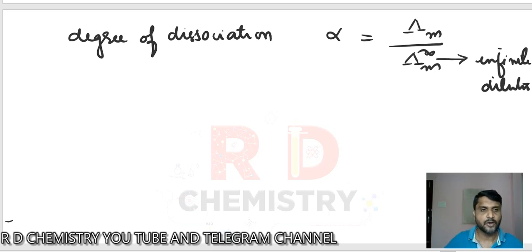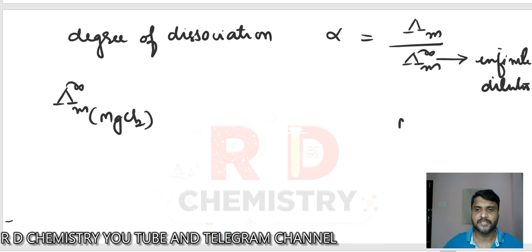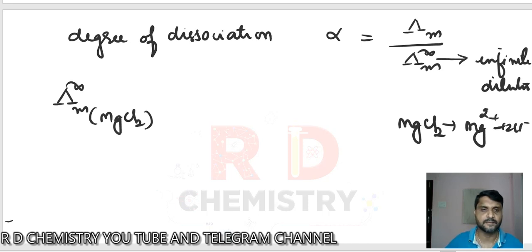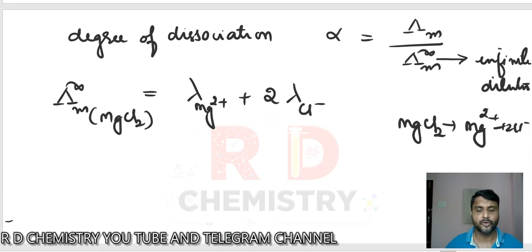Suppose I want to find out lambda m infinity of, let me take one example, magnesium chloride. You know that magnesium chloride can dissociate to give one magnesium ion and two chloride ions. So we want the ionic conductivity of magnesium 2 plus, plus 2 times the ionic conductivity of the chloride ion. For magnesium and chloride the values are given, just add them up to get lambda m infinity. Right?